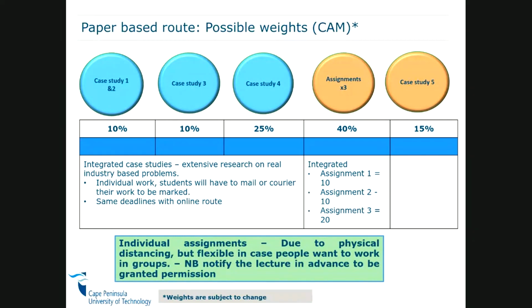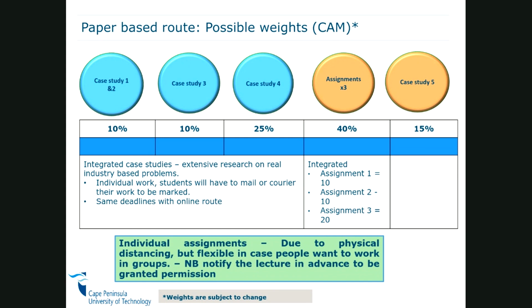And we want to have the same deadlines as the online route. However, we'll also be flexible. So you'd have case study 1 and 2 weighing 10%, case study 3 weighing 10%, case study 4 weighing 25%, and then you would have 3 assignments weighing a total of 40. So there's a breakdown here, and then we'd have case study 5. And of course, in some cases, there will also be tutorial questions that you have to answer.